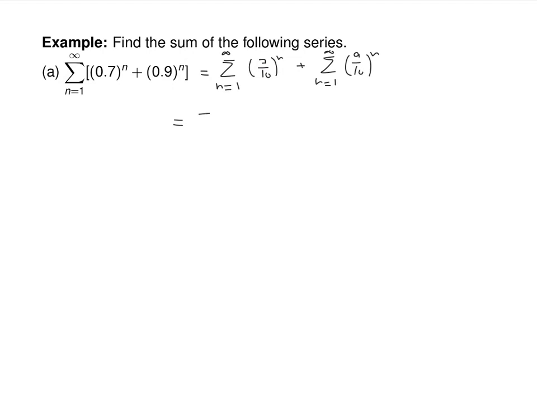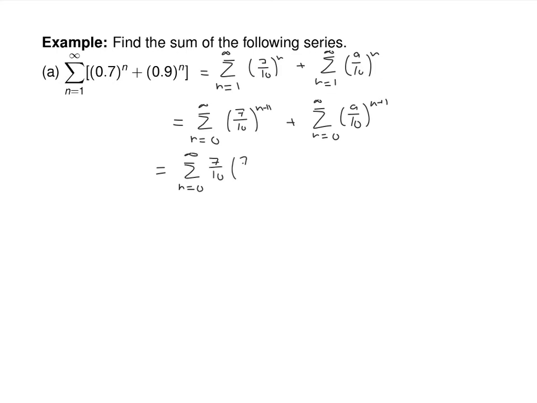Now both of those need to be reindexed. So sum from n equals 0 to infinity, 7/10 to the n plus 1, plus the sum from n equals 0 to infinity, 9/10 to the n plus 1. And so that's the same thing as the sum from n equals 0 to infinity, 7/10 times 7/10 to the n, plus the sum from n equals 0 to infinity, 9/10 times 9/10 to the n.